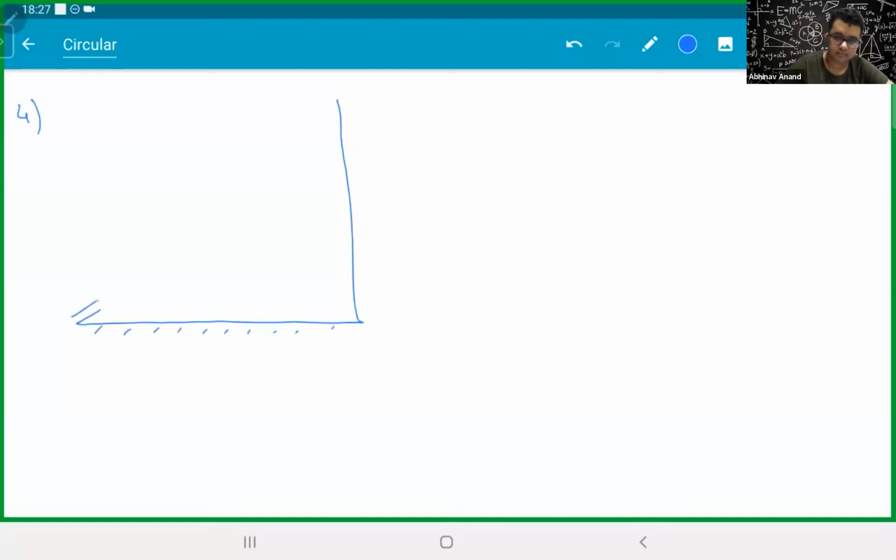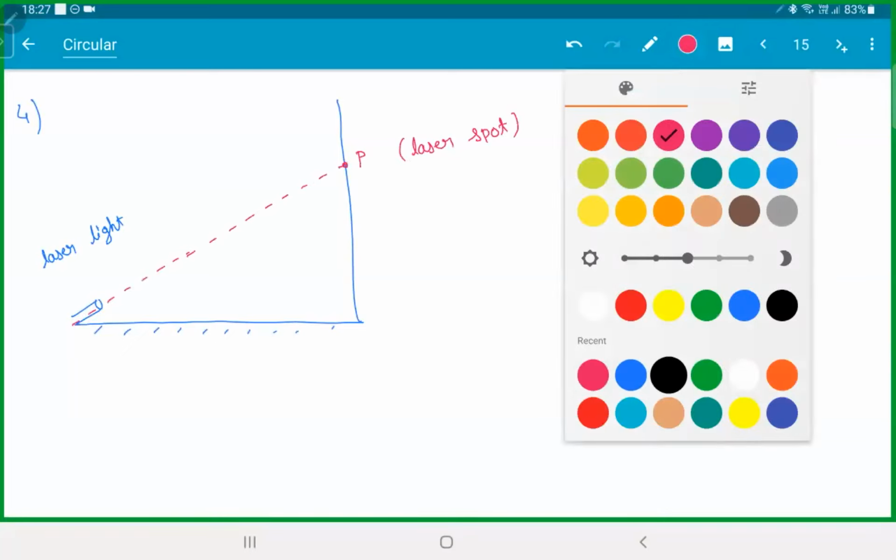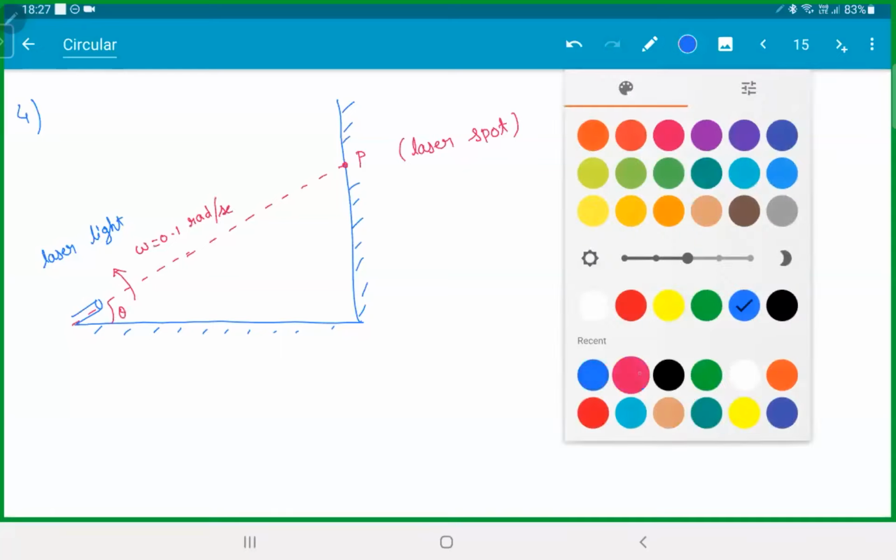Let's say we have a laser light here, which you're shining on the wall. This is point P. P is the laser's spot. I'm sure you must have done this with your dog or a cat. You take a laser and put it on a wall and the cat chases it. So what you're doing is you're rotating this laser at a rate omega, which is 0.1 radian per second. This angle is theta, and this distance is 100 meters.